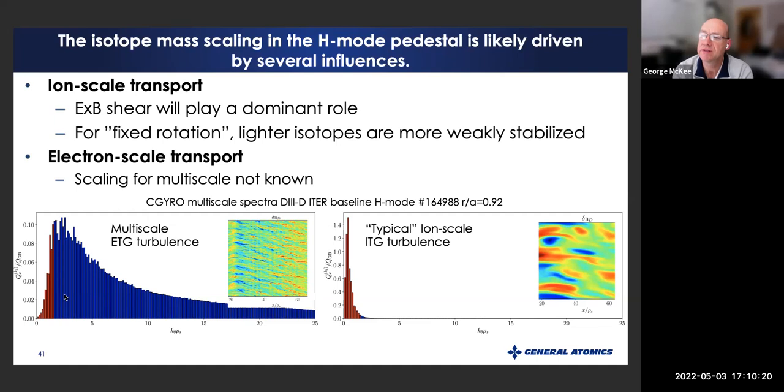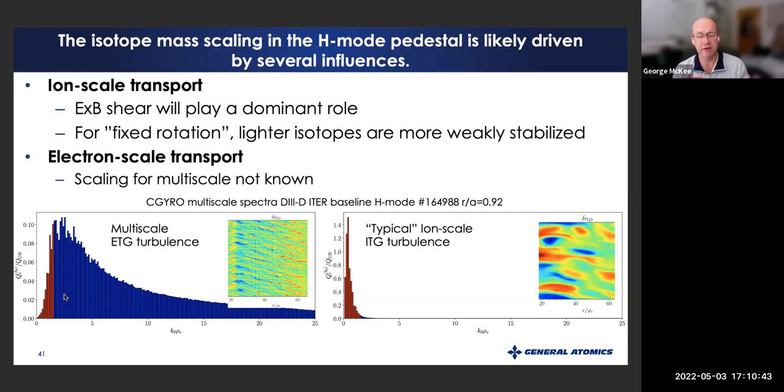Okay, I'm not seeing other questions now. So I wanted to actually go back a little bit. Of course the isotope effect is seen broadly. We've seen it in ohmic and L mode and H mode plasmas. You're focusing your simulations on the edge of an L mode, but it seems to be quite a bit broader than that.